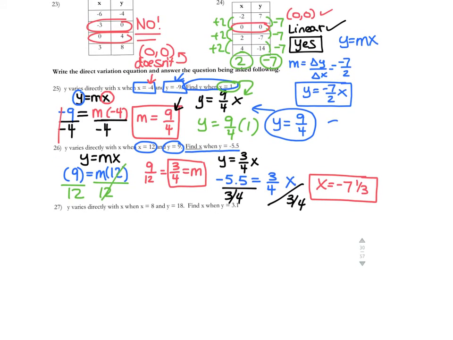So we're always writing out my direct variation equation, finding m, rewriting my equation, and then plugging in again. Hopefully this video will help you guys kind of get your mind in the right place, a few examples for you, and that's it.